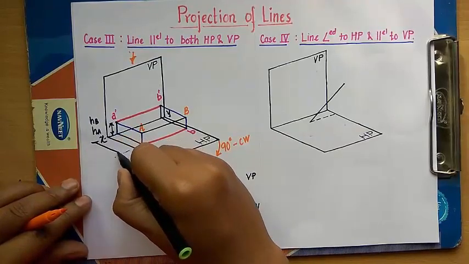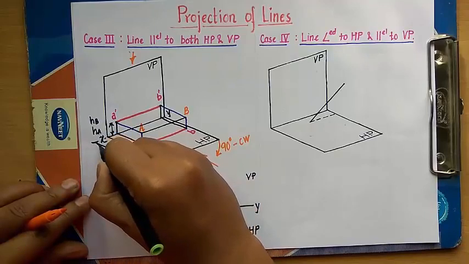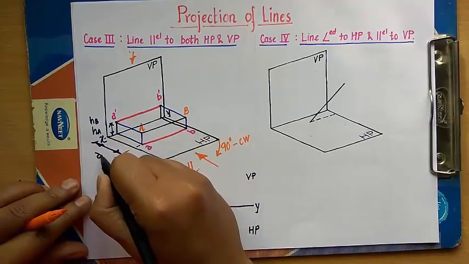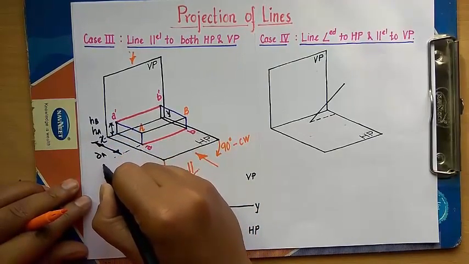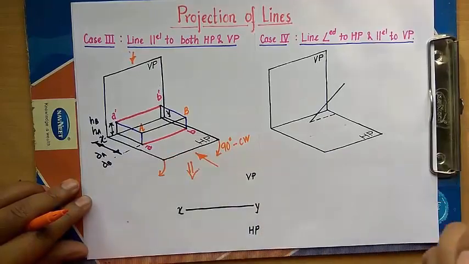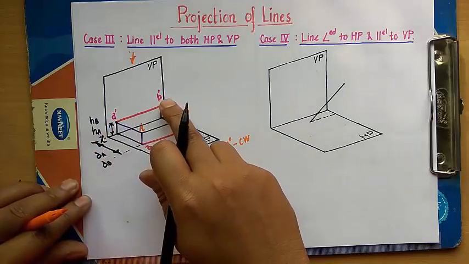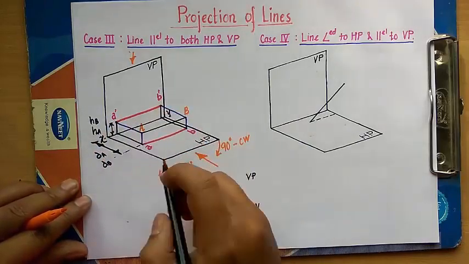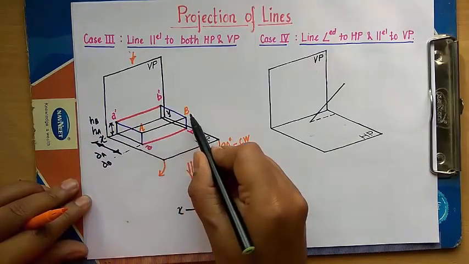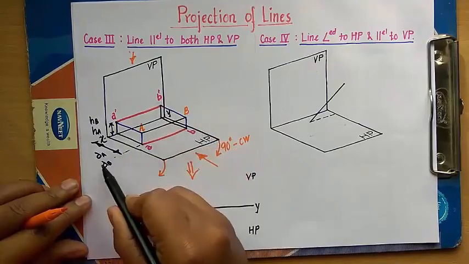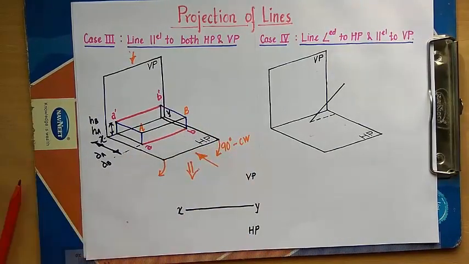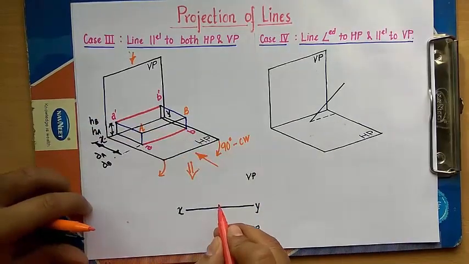Alright, this distance. So this can be written as DA, this can also be written as DB, whatever you like, since it is parallel to both HP and VP. So H for both these points are going to be same, and since it is parallel to VP also, D for both these points, A as well as B, this distance from the vertical plane will be same, DA and DB.